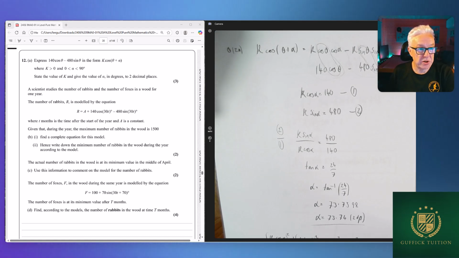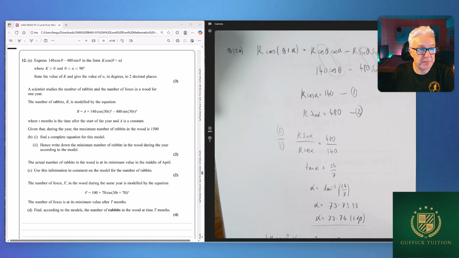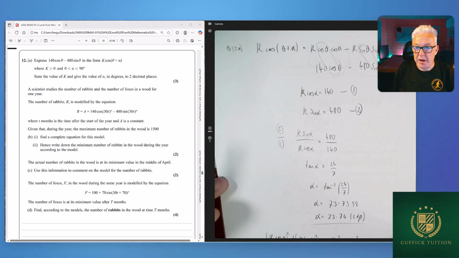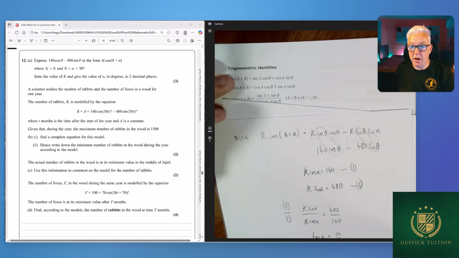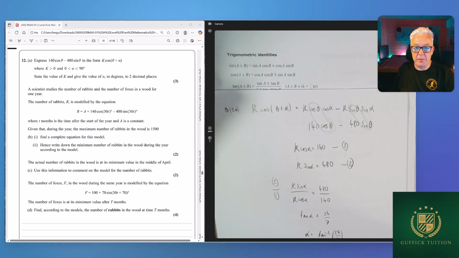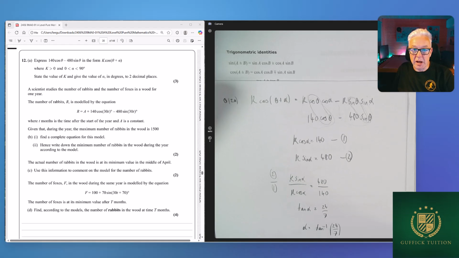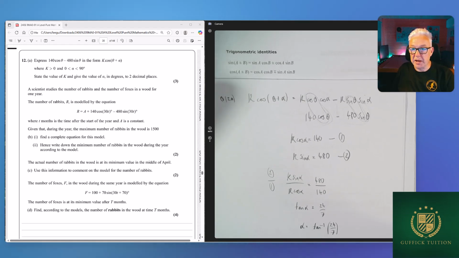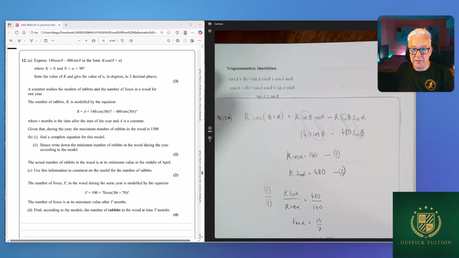Hello everyone, we're on question 12 now, and it's a nice sort of modelling with trig question. First of all, it says express 140 cos theta minus 480 sine theta in the form k cos(theta add alpha). This is quite straightforward. I know teachers have different approaches, but I like to go to the formula booklet, look at the appropriate addition formulae, and draw my expression from there.